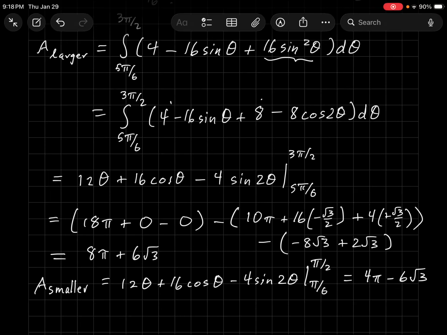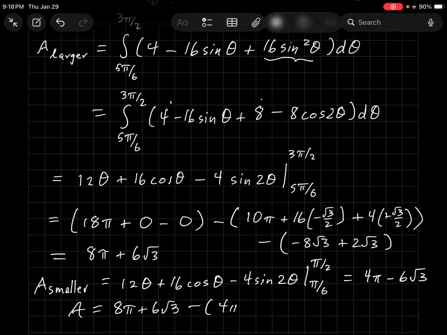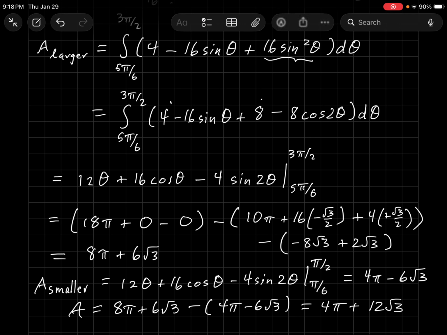So the area that we want, that is the total area, is the larger loop minus the smaller loop, which gives us 4 pi plus 12 root 3.